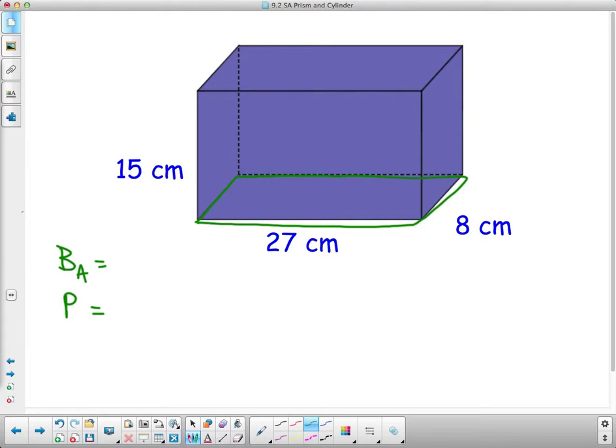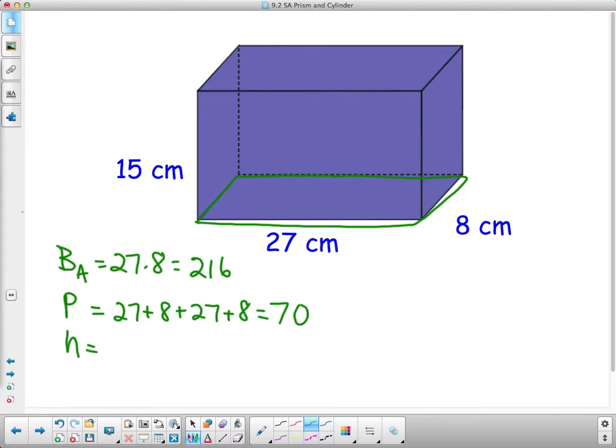Perimeter of the base. So how far around the base? What was 27 times 8? 216. Now some are asking, how do you get perimeter? Perimeter means distance all the way around the base. So 27 plus 8 plus 27 plus 8, which is 70. P equals 70. And then height. What's the height? How far from one rectangle base to the other? 15. That's the 15.